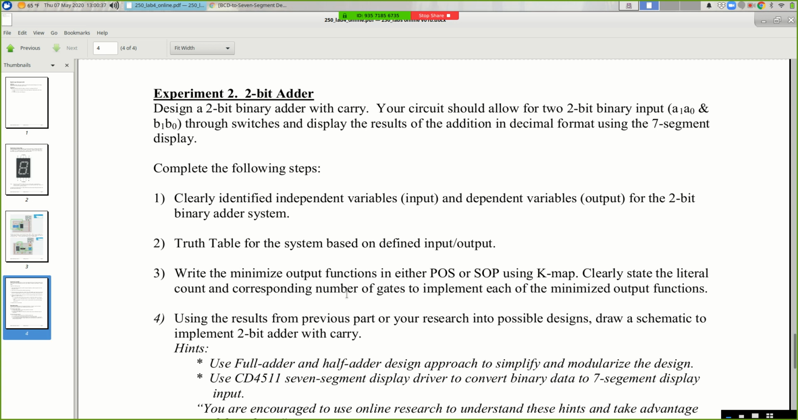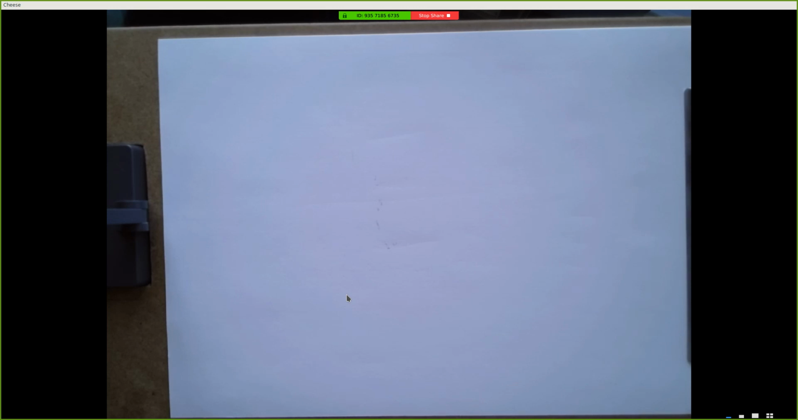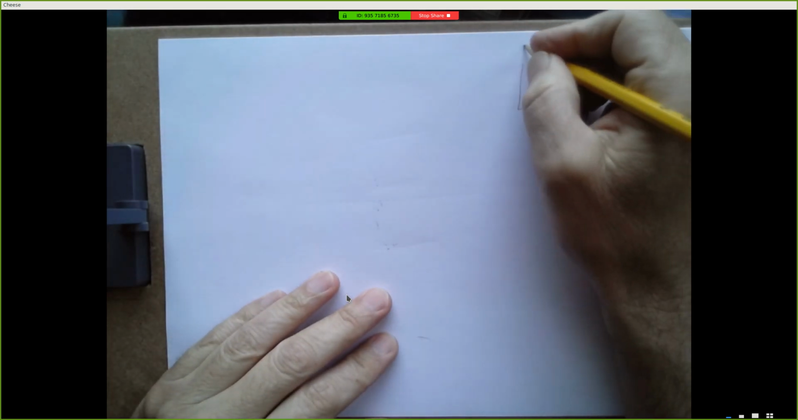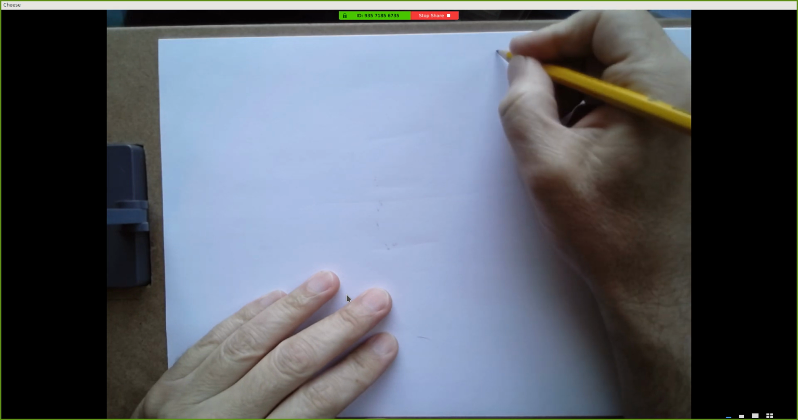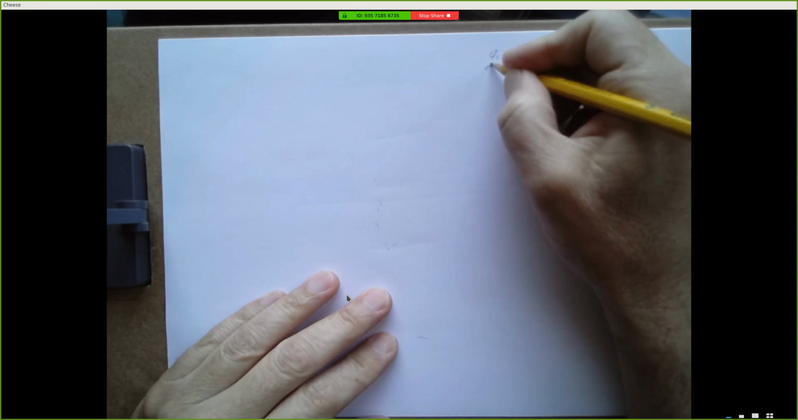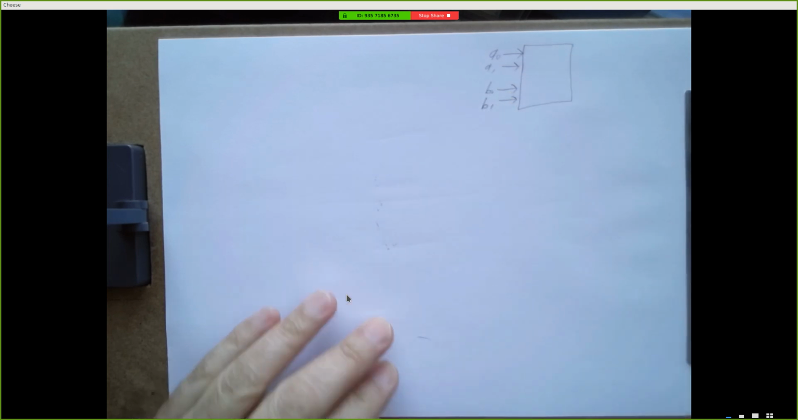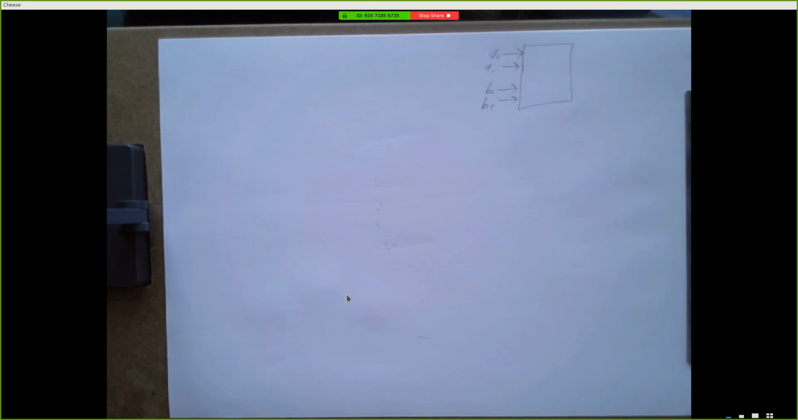So let's talk about how this works. And there's an easy way and a hard way to do this, and we're asking you to do it both ways. Okay, the hard way first, and then the easier way. Not easy, but easier. So what is a 2-bit adder? Well, it's a box. It takes in two 2-bit numbers. So A0, A1, B0, B1. And it should add them together.